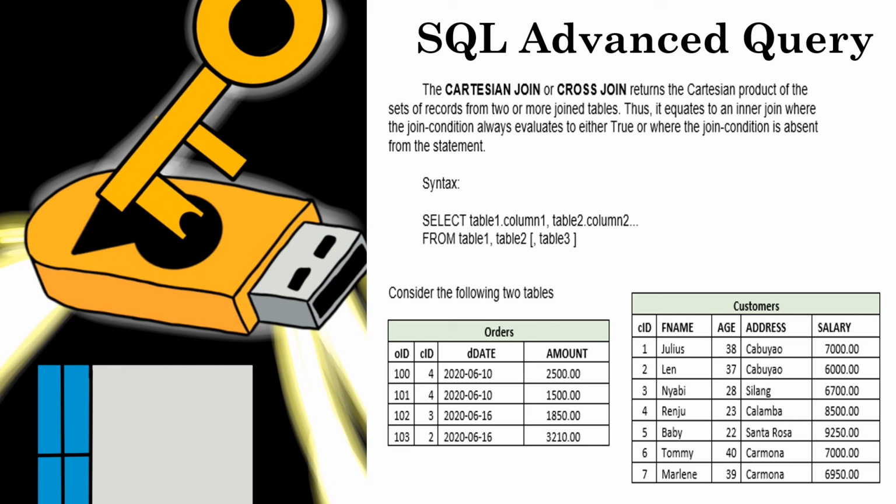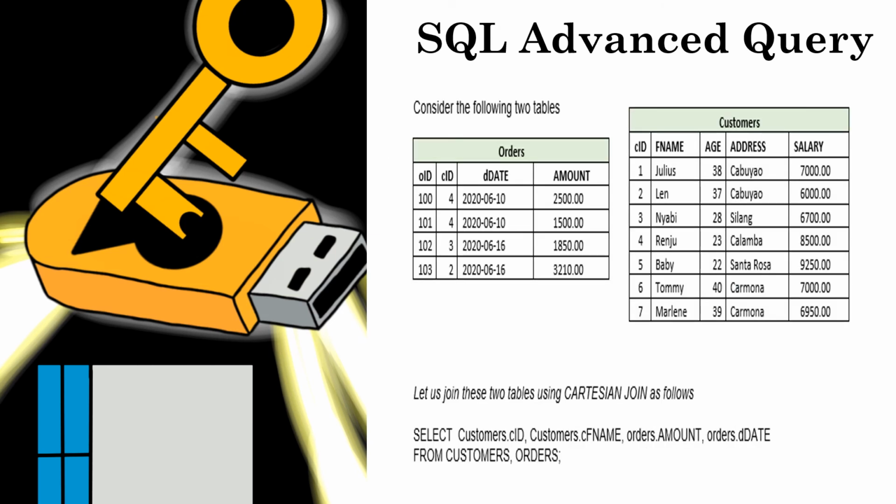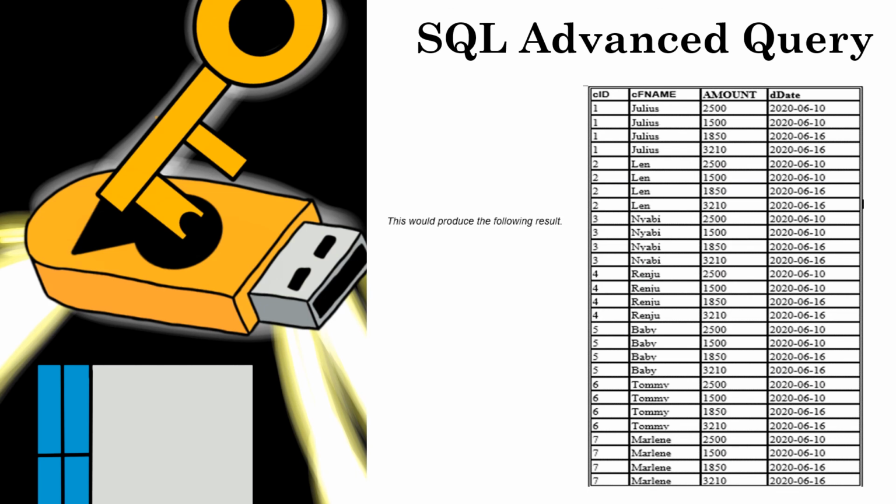So consider we use the orders table and customers table as usual. Let us join these two tables using the Cartesian join: SELECT customers.seed, customers.cfname, orders.amount, orders.tdate FROM customers, orders. So that is how we use the Cartesian join, and that will produce this kind of result.